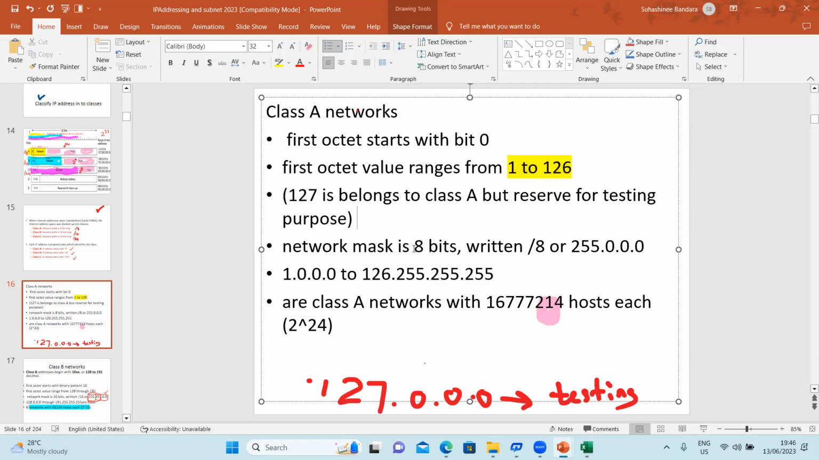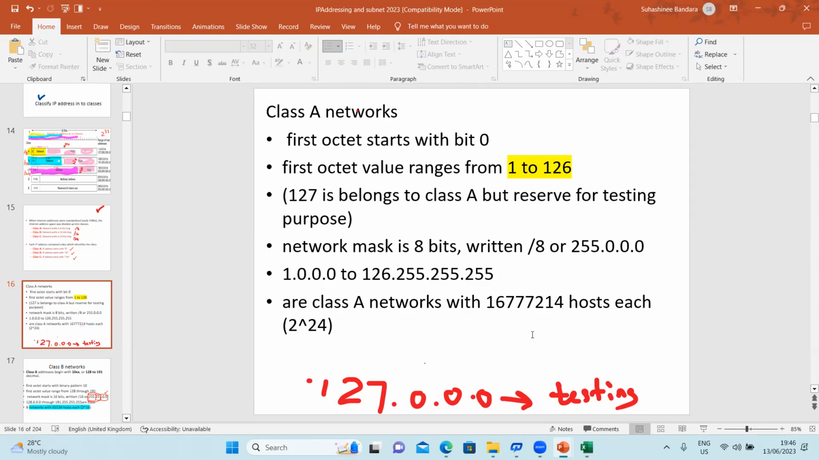Then the network mask is 8 bits, 1 bits, written as /8 or 255.0.0.0. So the starting IP is 0, finishing IP 126.255.255.255, and 127 is reserved for testing purposes. So 2 to the power 24 bit patterns of IP addresses are used for the host number. Host means machines. Okay, quickly copy down this slide.